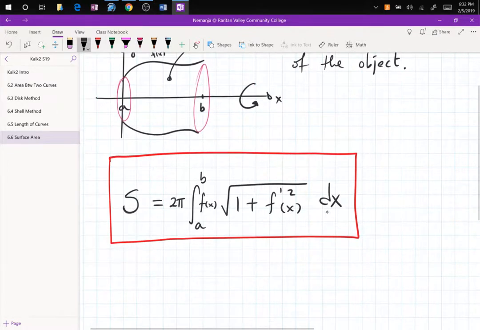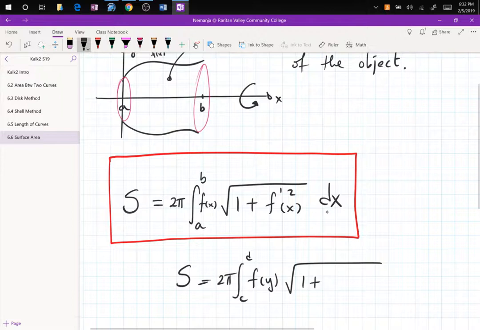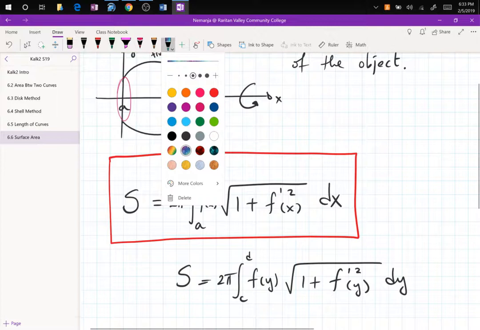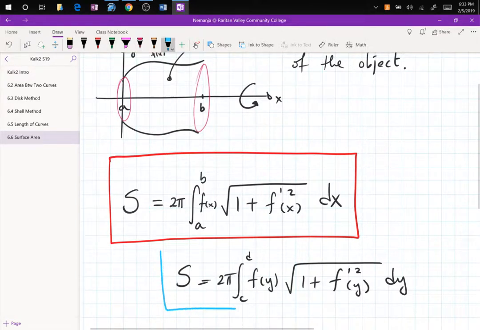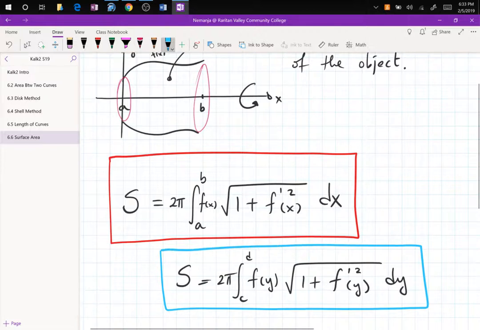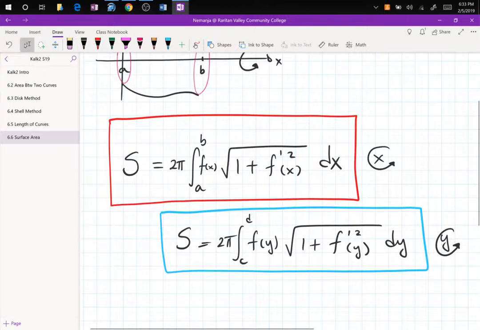We are going to write one more of these for dy. S equals 2 pi integral from c to d of f of y times the square root of 1 plus f prime squared of y dy. Now I have to box that one as well. So the one on the top is rotation on x, the one on the bottom is rotation on y. And that's it.